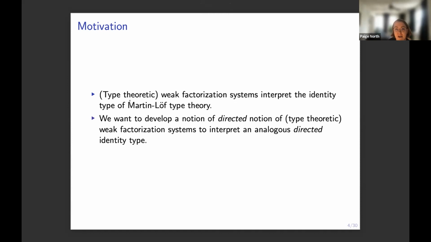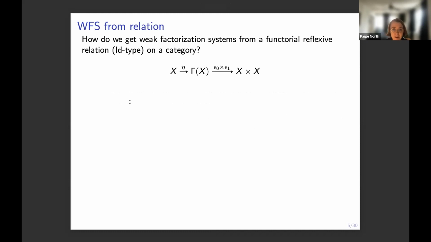Okay, and so what is this project about? It's part of a larger project to develop a directed version of homotopy type theory. So we want to develop both the syntax, the directed type theory, but also semantics at the same time, and that involves developing a directed version of the theory of weak factorization systems. So that's what we're trying to do. Okay, so let's revisit the story, the relationship between identity types and weak factorization systems.